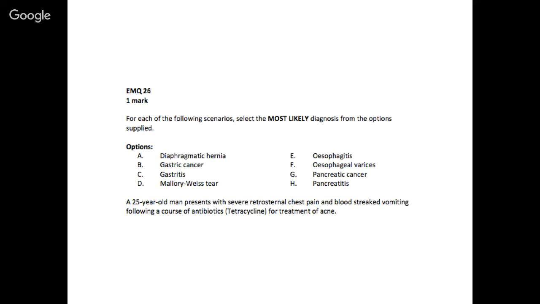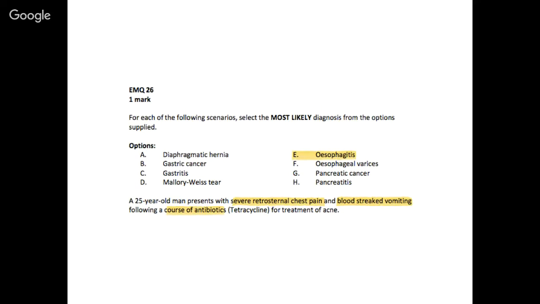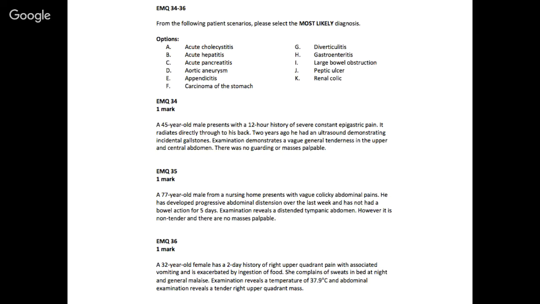So yeah, this one, you kind of need to know the antibiotic and the adverse effects of it or not. Anyone hazard a guess? Yep, esophagitis, that's the answer. You could sort of have an educated guess, severe retrosternal chest pain. Yeah, I guess one of the common side effects of tetracycline is esophagitis. Okay.